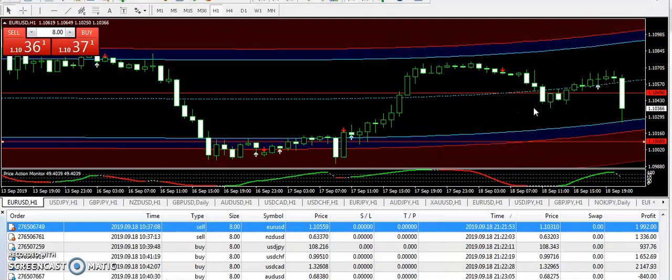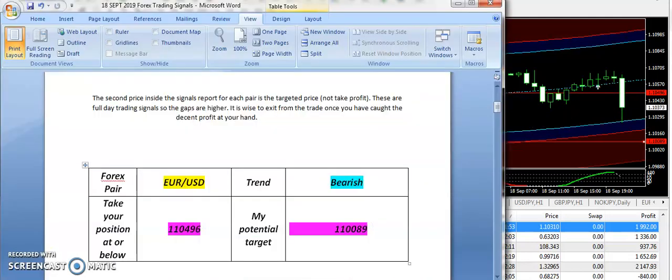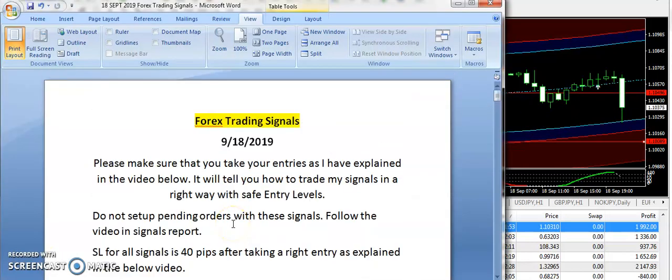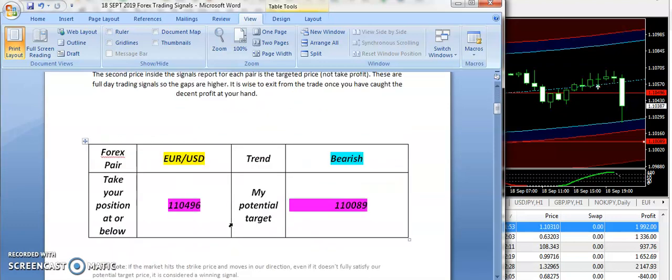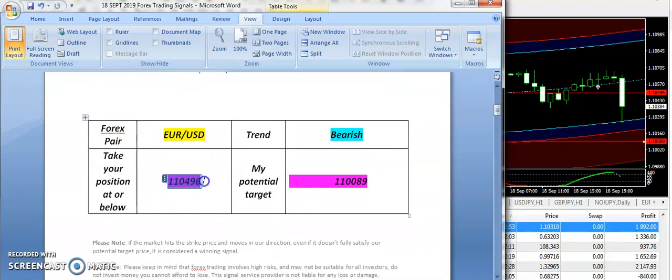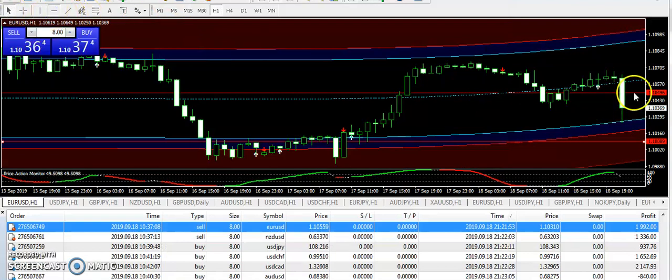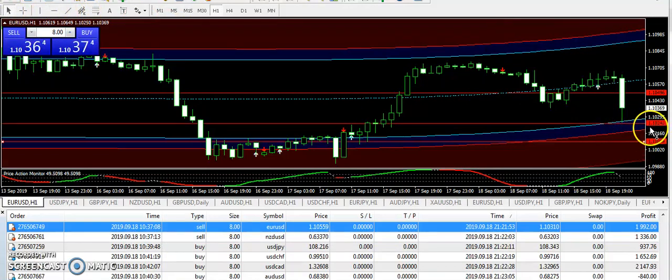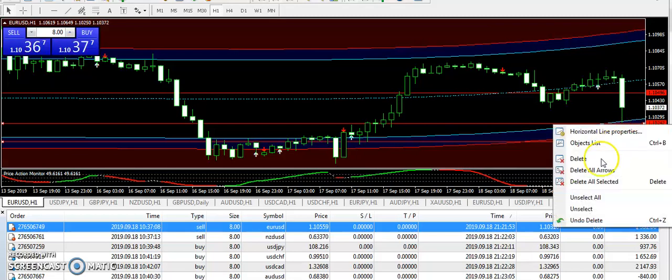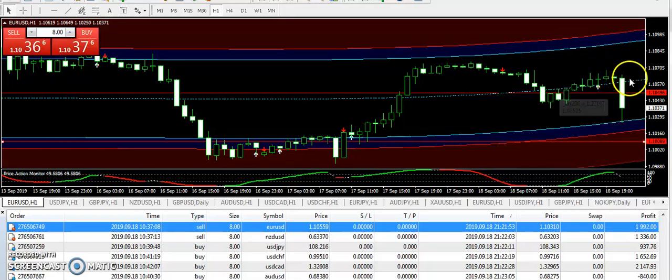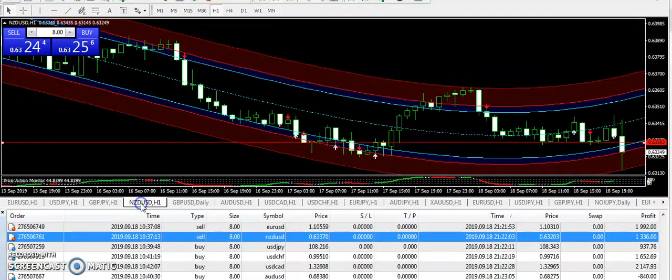Okay guys, after a long wait we have seen that EUR USD has dropped, and I'm going to take you towards the signals report. This is the signals report that I sent to the subscribers early in the morning, and EUR USD with a bearish expectation from 1.10496 and 1.10089 is the target price. However, EUR USD has gone down up to 1.10242. So congratulations to all the traders who have waited for the whole day on EUR USD, because a sudden drop occurred here. If you have taken your trades already, then you must be in profit and you should close those trades with no problem.